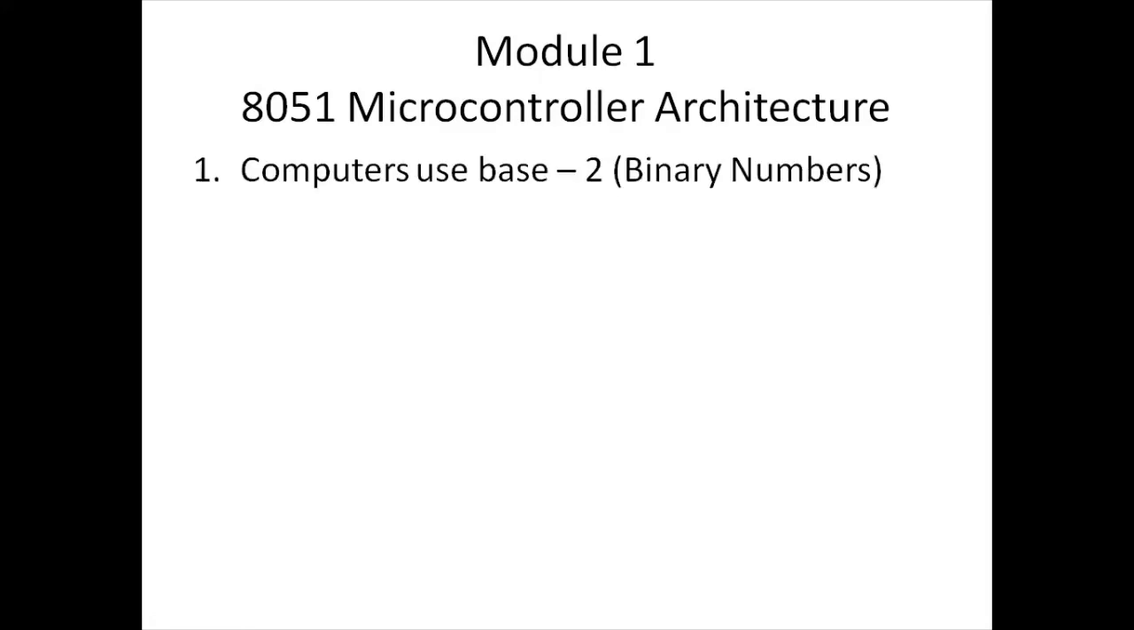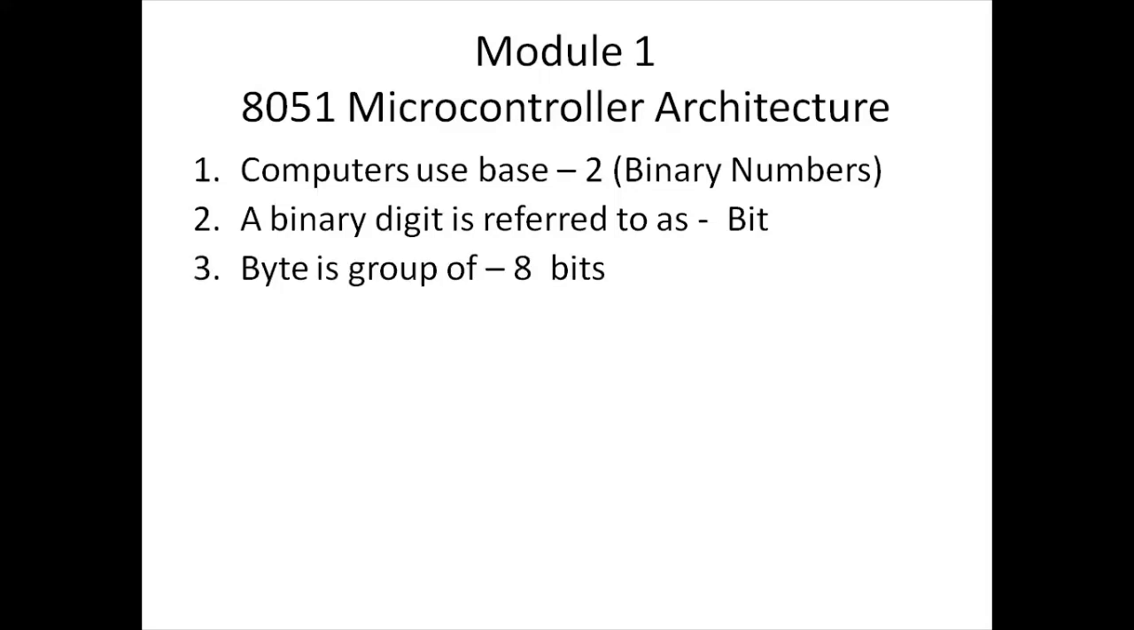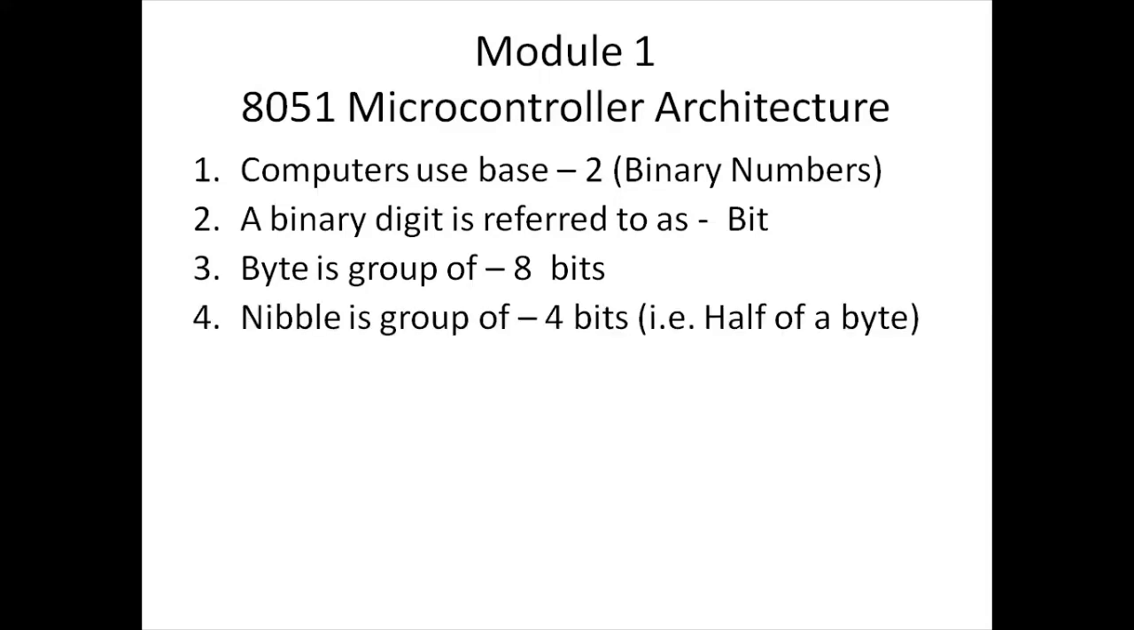The first question, very basic. Computers use binary numbers, so the base is 2 and the binary digit is referred to as a bit. Now a few basic questions. What is a byte? A byte is a group of 8 bits. A nibble is a group of 4 bits, that is half a byte. And a word means 16 bits.